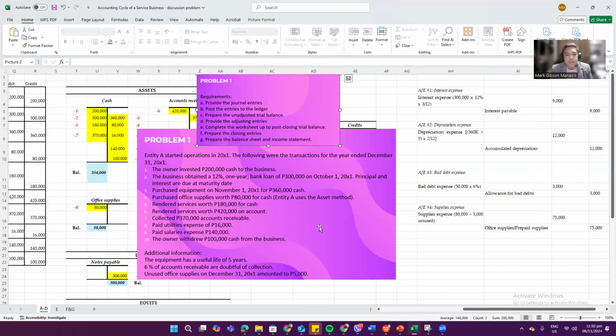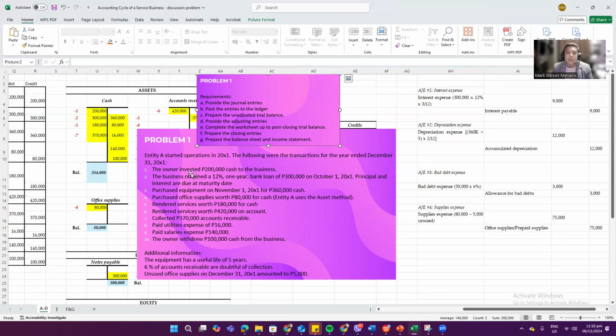So remember class, earlier we recorded the initial recognition for the loan. So we received money from the proceeds of our bank loan. So this is in relation to transaction number 2. So obviously, come December, syempre, we have to accrue for the interest expense.